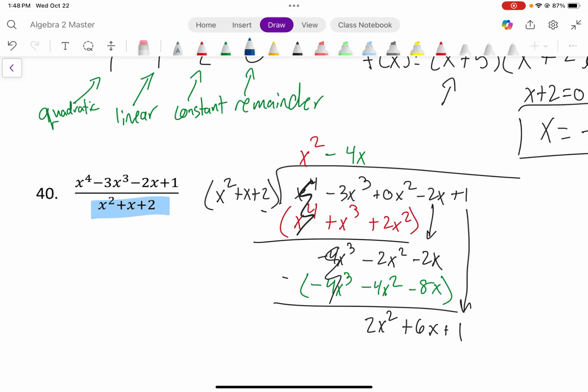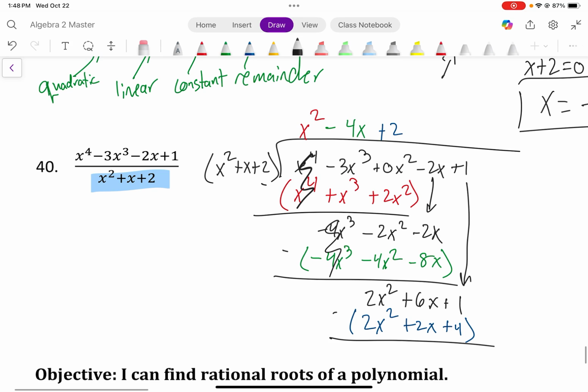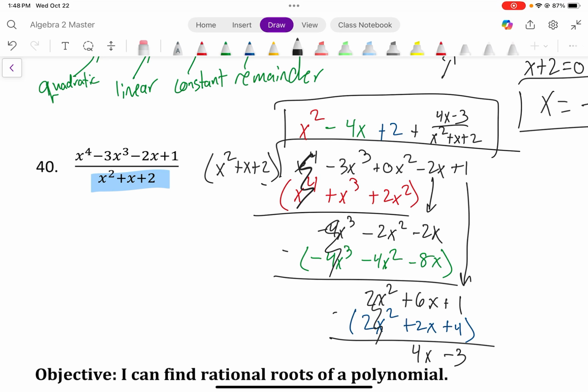So x squared times a positive 2 gives me a 2x squared. 2 times x is 2x. 2 times 2 is 4. Parentheses. Subtract. These are gone. I'm going to end up with 4x minus 3. And I end up with this piece right here.